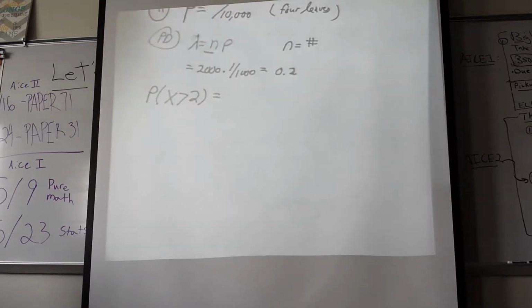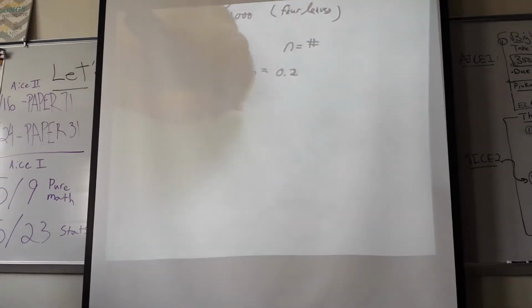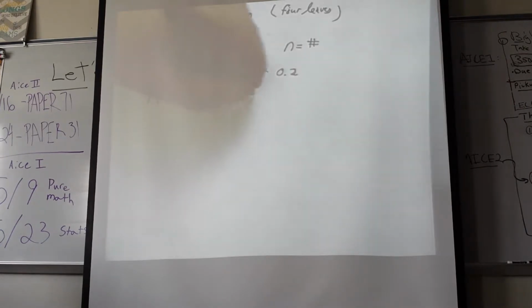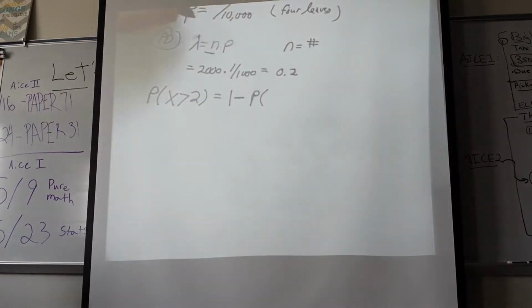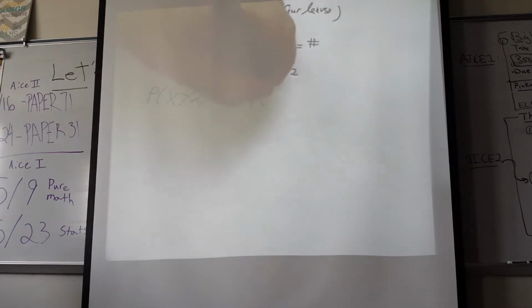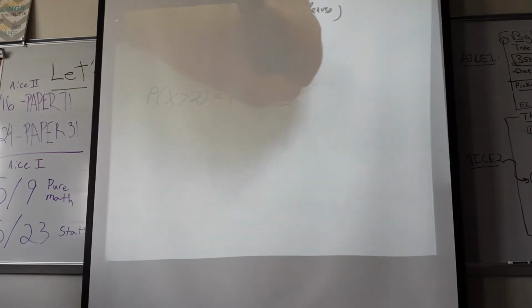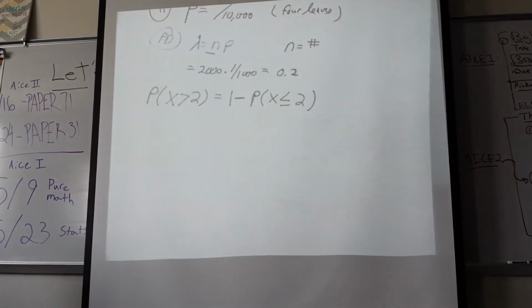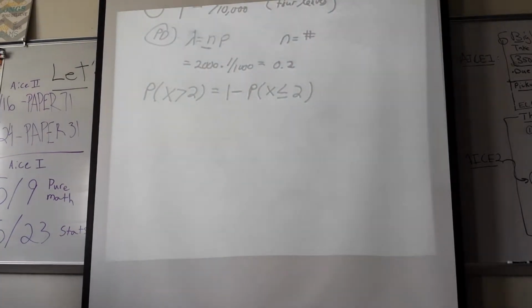Now, that means 3, 4, 5, 6, 7, 8, infinite, right? We don't know. So the best thing to do is to change this into what? 1 minus the probability of what? 0, 1, 2. He's right. So I'm going to do that in a second. Okay so far? Make sense? More than 2, we've got to take away from the total, right? Okay. All right. Not bad so far?